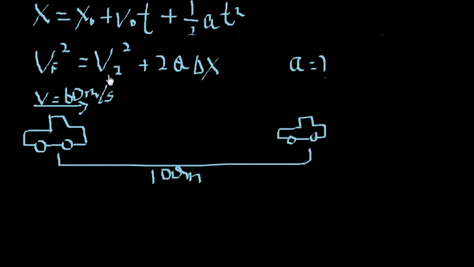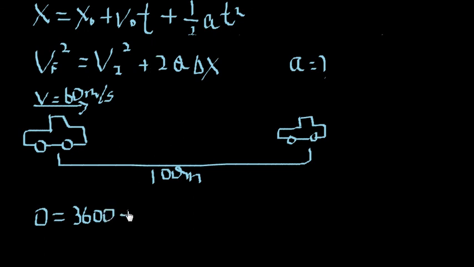3,600 again, plus 2a delta x. So it's 2 times delta x, 100, which is 200. So 200a. So solving for A is fairly easy. A just equals negative 18, which is pretty logical because the car is slowing down, right?